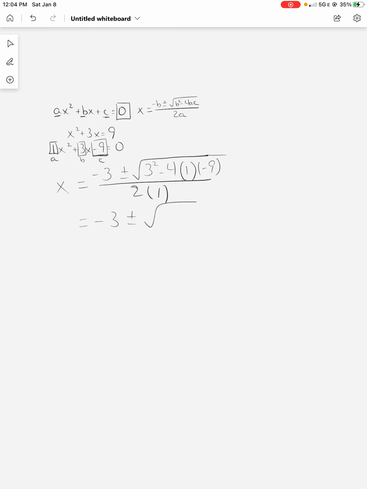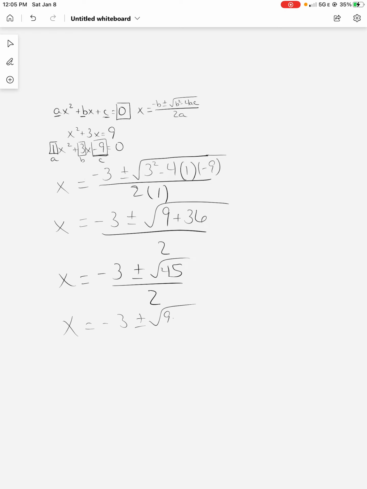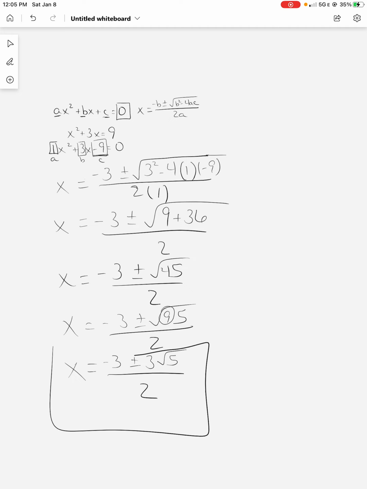Negative 3 plus or minus the square root, 3 squared is 9, minus 4 times 1 is minus 4, times minus 9 is plus 36 over 2. So x equals negative 3 plus or minus the square root of 45 over 2. The square root of 45 will simplify because 45 is the same thing as 9 times 5. So x is negative 3 plus or minus the square root of 9 is 3. That leaves the 5 under the square root over 2. So this is your final answer.